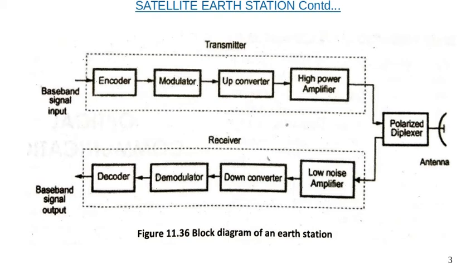Then during the reception time, the signal received from the antenna is of a different frequency. That means it will be in the downlink frequency and is very small in amplitude. That received signal is directed towards the receiver section by using the polarized diplexer. First, the received signal is amplified by a low noise amplifier. That low noise amplifier helps to remove the noise from the received signal, and also amplifies our required signal. Then the output of the low noise amplifier is applied to the down converter, and that signal is down converted to the intermediate frequency. Then this signal is demodulated and decoded to get the baseband signal. So this is the operation of a basic satellite earth station.